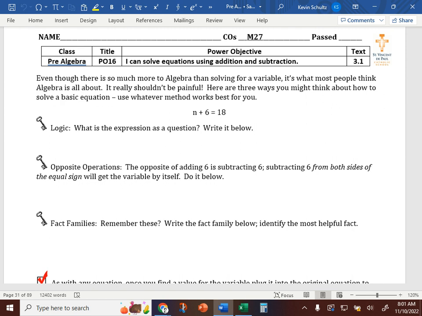Is guess and check a good method to rely on when solving an equation? No. Okay, can you use it occasionally if you're in a bind? Yes. But if that's your only method that you know on how to solve an equation, things are going to get really, really difficult for you going forward.